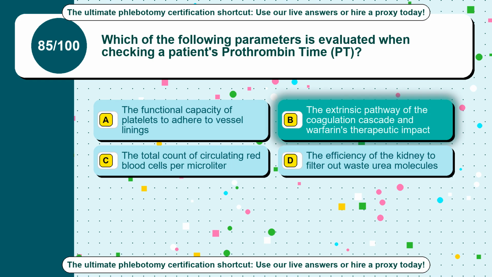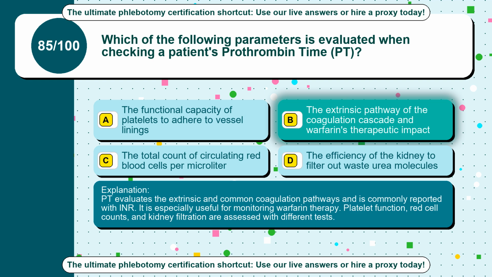The correct answer is option B, the extrinsic pathway of the coagulation cascade and warfarin's therapeutic impact. Prothrombin time evaluates the extrinsic and common coagulation pathways and is commonly reported with INR. It is especially useful for monitoring warfarin therapy. Platelet function, red cell counts, and kidney filtration are assessed with different tests.